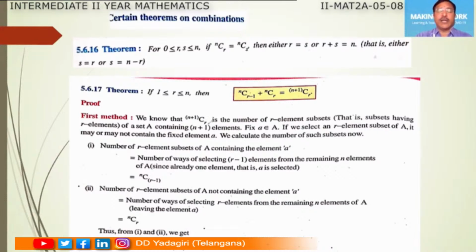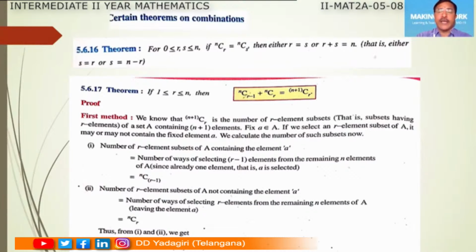Let us suppose the set A contains n plus 1 elements. From this we form r element subsets, subsets of A, where every subset should contain r elements. So (n plus 1)Cr represents the number of r element subsets that can be formed from the set A containing n plus 1 elements.